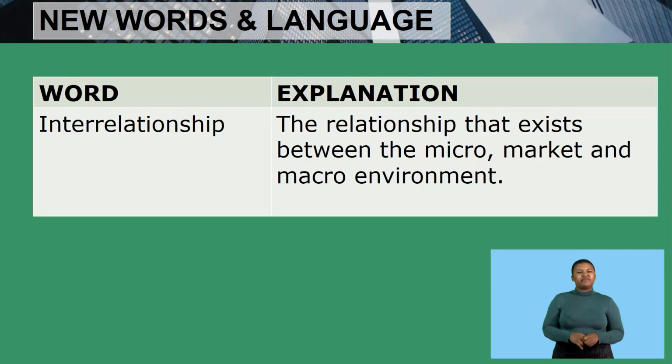So let's take a look at our new word for this lesson. And we're going to look at the word interrelationships, meaning a relationship between two of the environments or maybe more of the environments. So our definition or explanation here states it's the relationship that exists between the micro, market and the macro environment. So meaning how are they dependent on each other and how do they impact each other. Now before we take a look at the content, I think it's time for a short break.